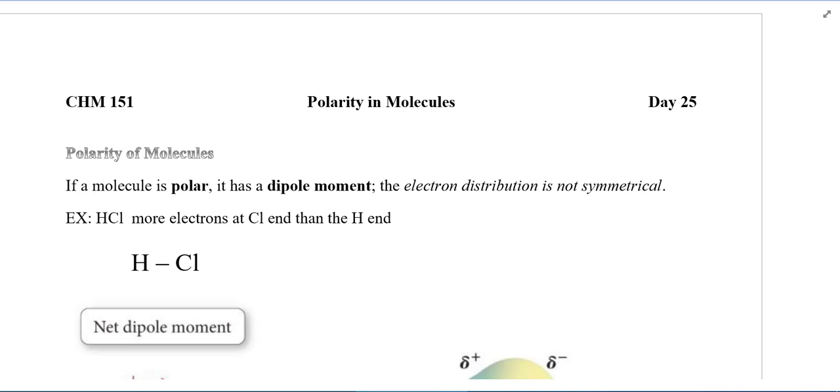We're talking about polarity in molecules, or the polarity of molecules. If a molecule is polar, it has what we call a dipole moment. And the important thing about that is the electron distribution is not symmetrical.